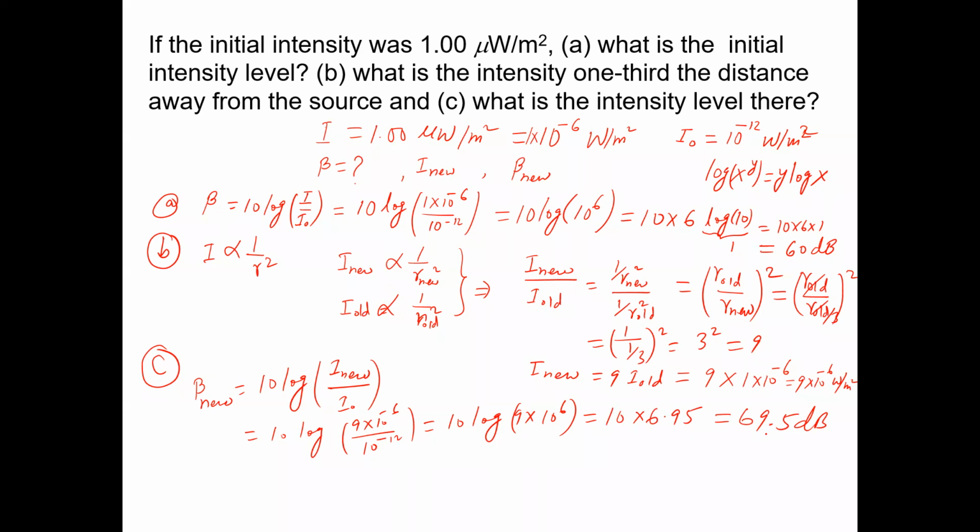So look here: if you decrease the distance by 3 times, the intensity increases by 9 times. So initially it was 1 microwatt per meter square, with intensity level 60 decibel, as I calculated in problem number A. If you decrease the distance to 1/3, then the source intensity would be increased by 9 times, which is 9 microwatt per meter square, but the intensity level will not increase by 9 times.